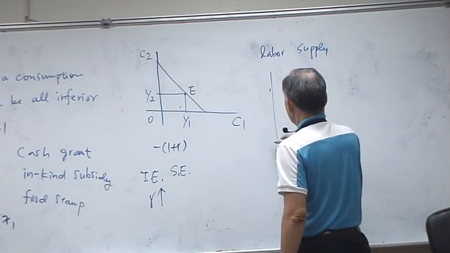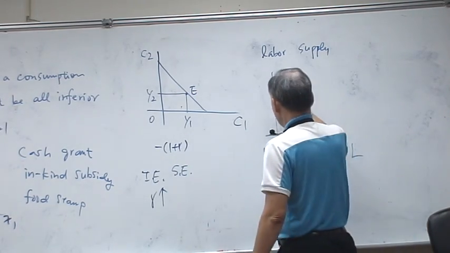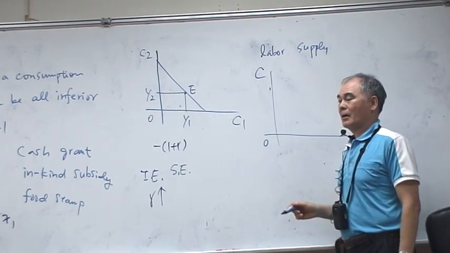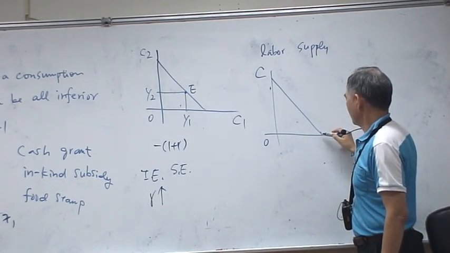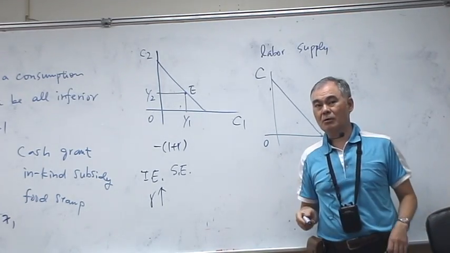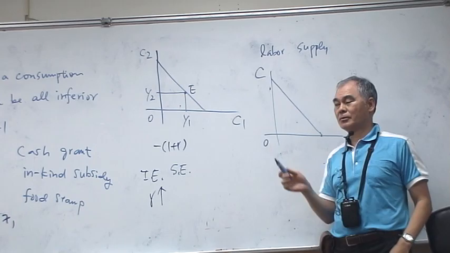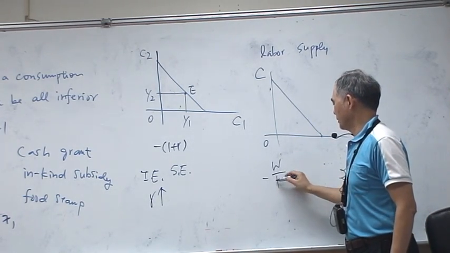This one is a little bit different, okay? So you have two choices. One is leisure and the other one is consumption, right? And so the slope here is a little bit different, okay? Remember, check your notes, okay? This part is in the book. So you have the slope is equal to W over P.